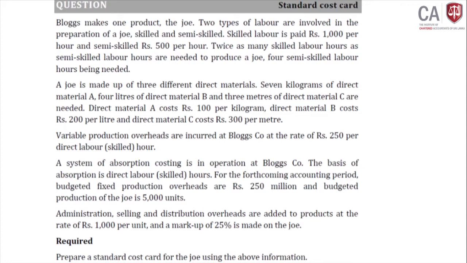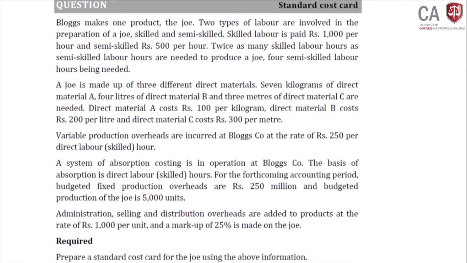Based on the given information, you need to prepare a cost card of joy, right? Fine. Let's see. Standard cost card. Yeah, they are asking for a standard cost card. Product joy. First they are talking about skill labor, but normally in a production cost standard cost card you have direct material, right? Thereafter you have direct labor.